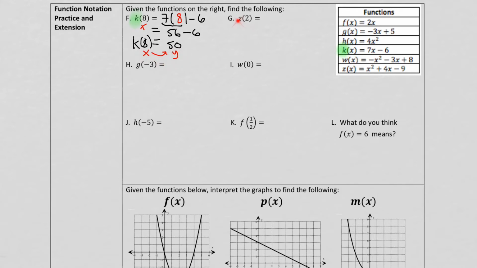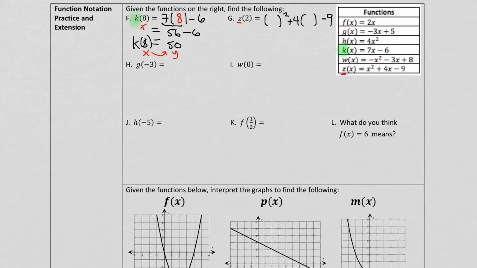Next, what about example G? What's z of 2? So for z of 2, again, my actual function here is z. So I'm going to focus on z here and use that. And in this case, z is going to be x squared plus 4x minus 9.